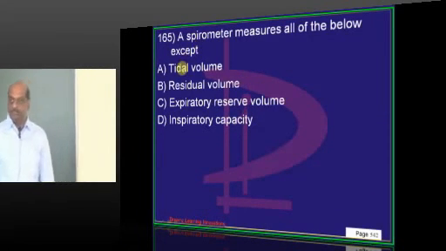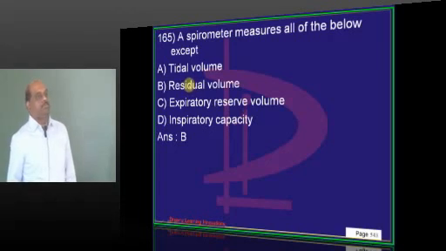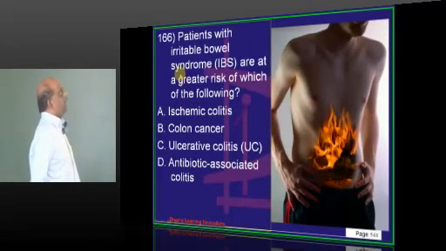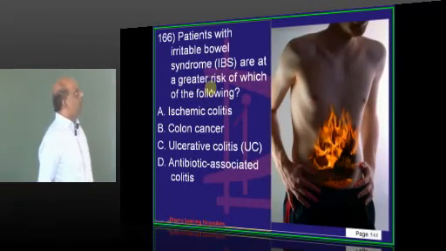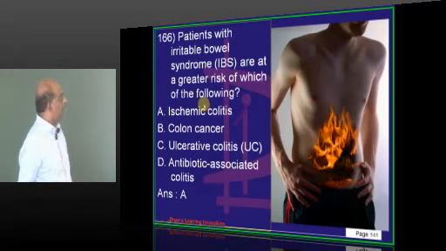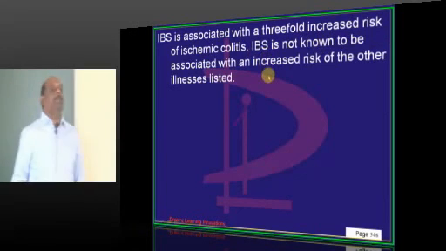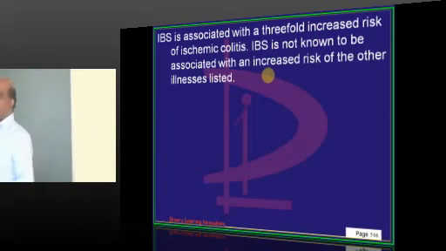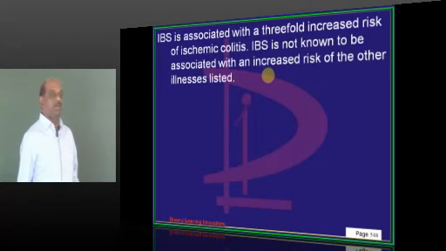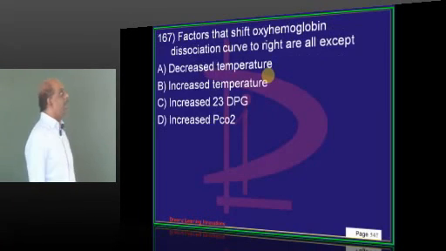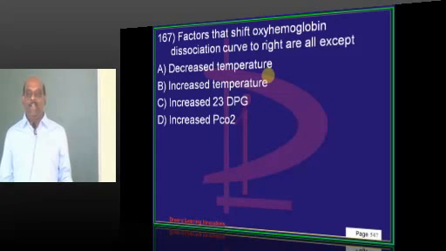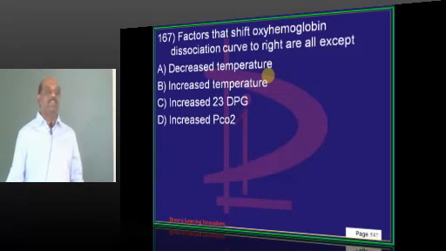Spirometry cannot measure residual volume. Irritable bowel syndrome: what is a great risk? Ischemic colitis. Ischemic colitis and IBD. IBS, not IBD. There is a threefold increased risk of developing ischemic colitis in people who are having IBS, but don't threaten your patient next time who comes to you with irritable bowel syndrome. Already he is psychiatrically liquidated because of the IBS. Every day the botheration is, is today diarrhea day or constipation day? He has to count it on the calendar.